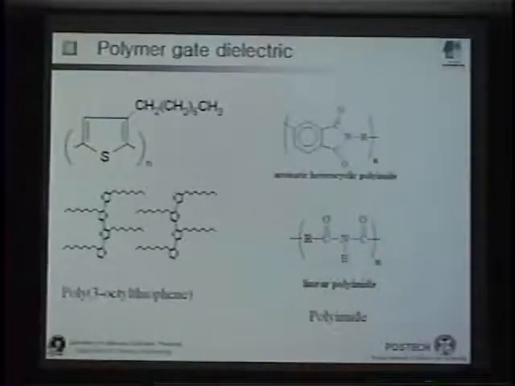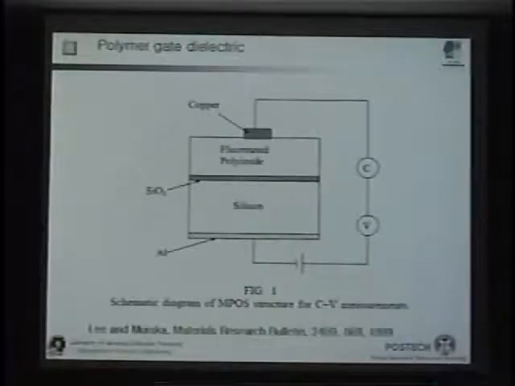And polyimide is also widely used. Professor Park also used polyimide as a gate dielectric in his transistor. And this one is poly-3-octyl thiophene. These are the materials used as gate dielectrics to make organic thin film transistors. This one was done by Lee and Baraka in 1999. They tested fluorinated polyimide in a silicon polymer metal structure, changed the voltage, and measured the capacitance. Next slide.